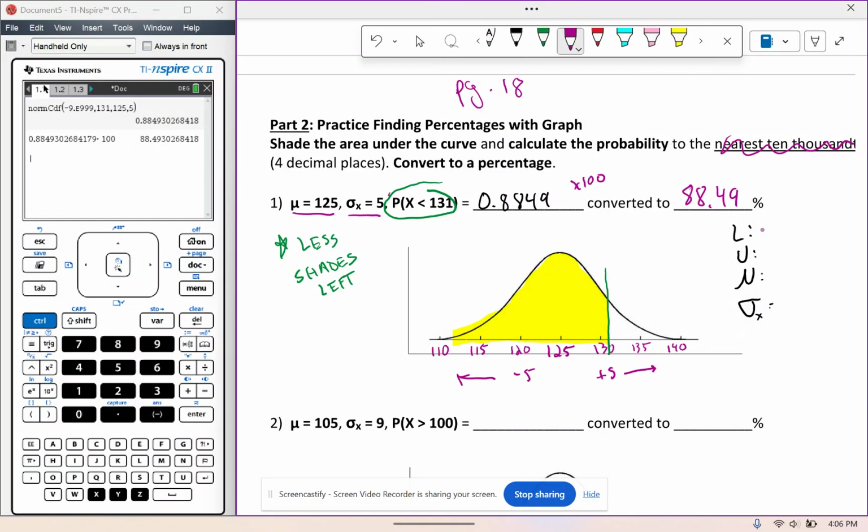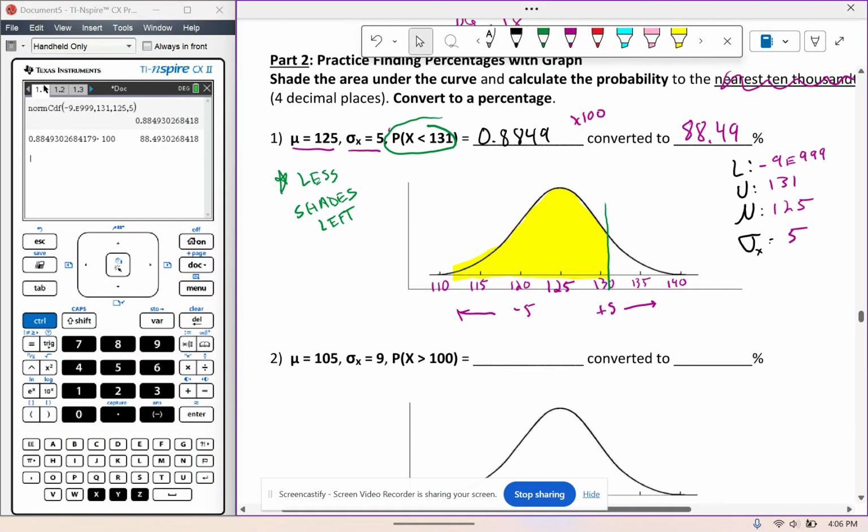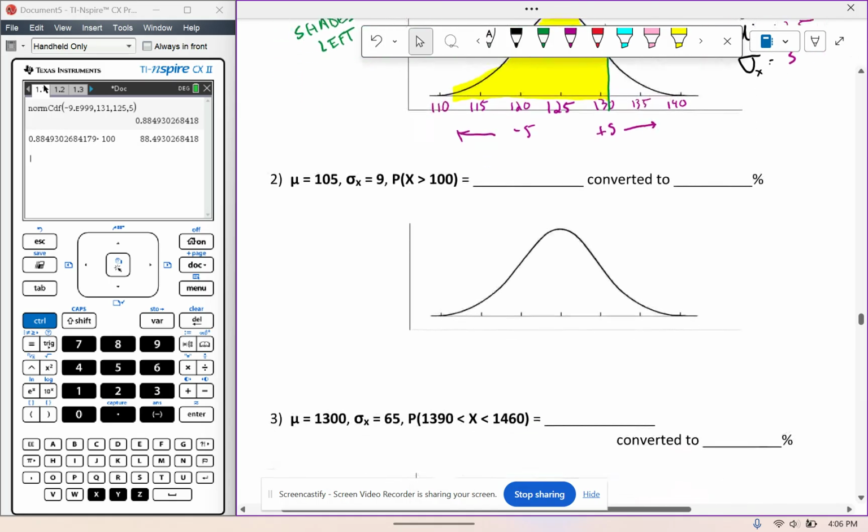Oh yeah, I'm sorry, I should have written this down. My lower was negative 9E999. My upper was 131. My mean was 125, and my standard deviation was 5. If you have any questions, please let me know. Thank you. All right, let's look at the next problem.